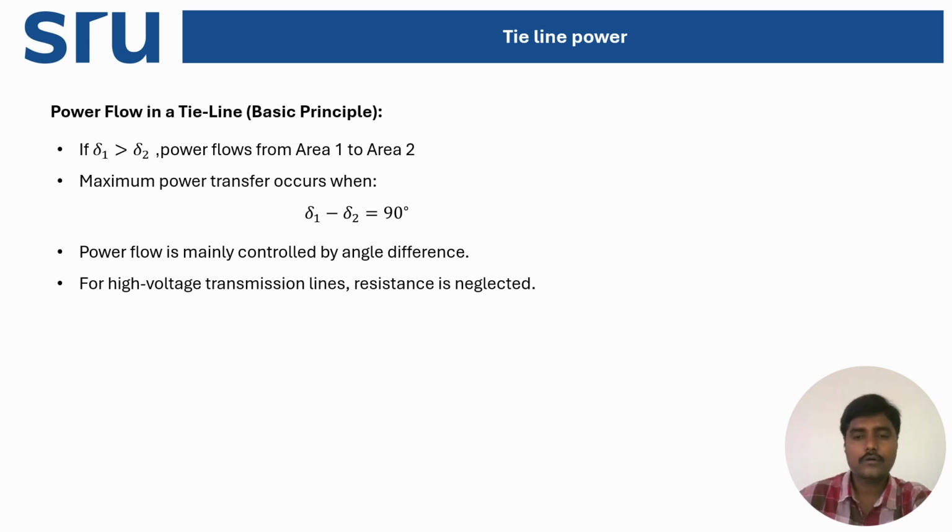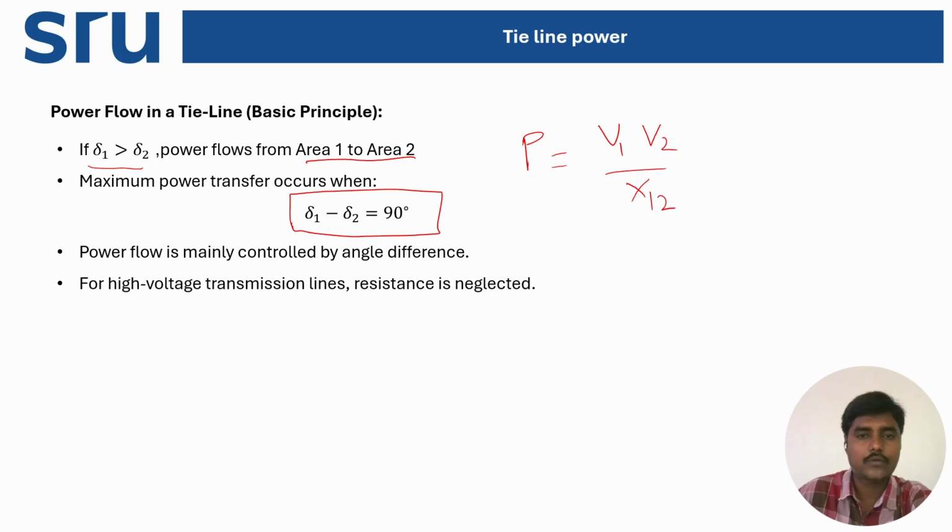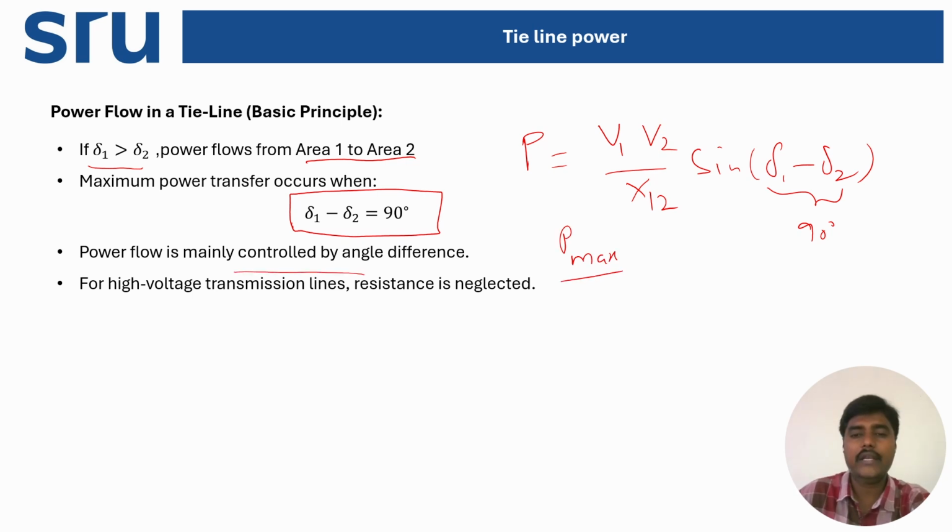So now the power flow depends on the angle values. Suppose if delta 1 is greater than delta 2, then power flow will take place from area 1 to area 2. And the maximum power transfer will occur when the angle difference becomes 90 degrees. Because as per this equation, P is equal to V1 V2 by X12 sine of delta 1 minus delta 2. Whenever this angle becomes 90 degrees, it becomes sine 90, which is 1, and this power will become maximum power. So power flow is mainly controlled by angle difference here.